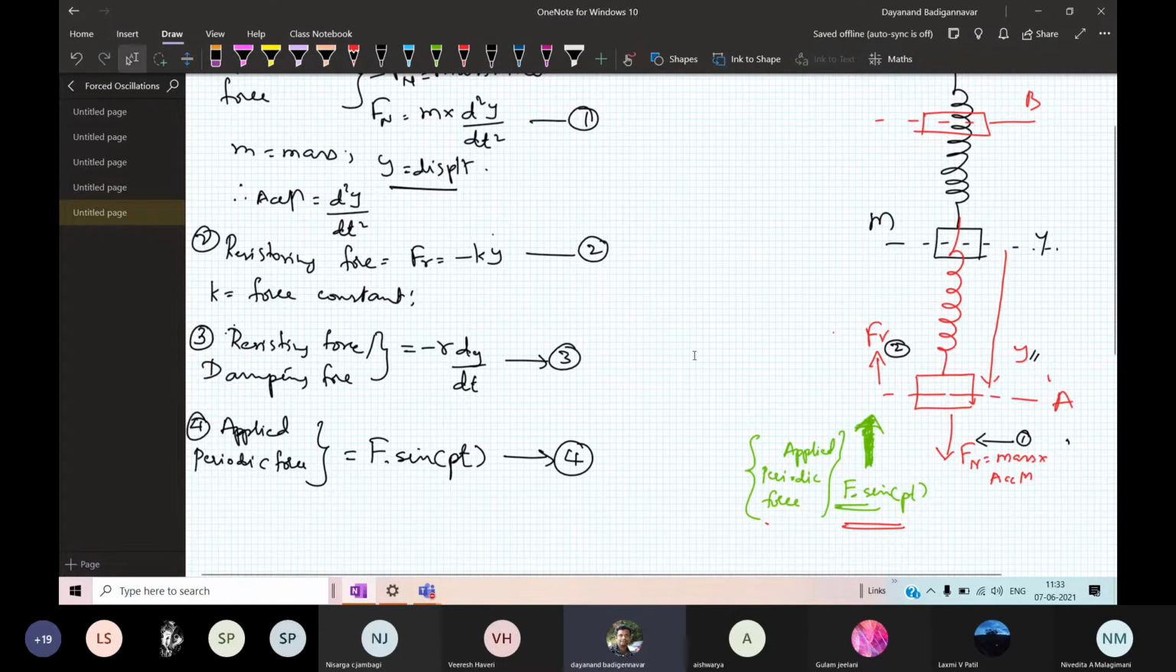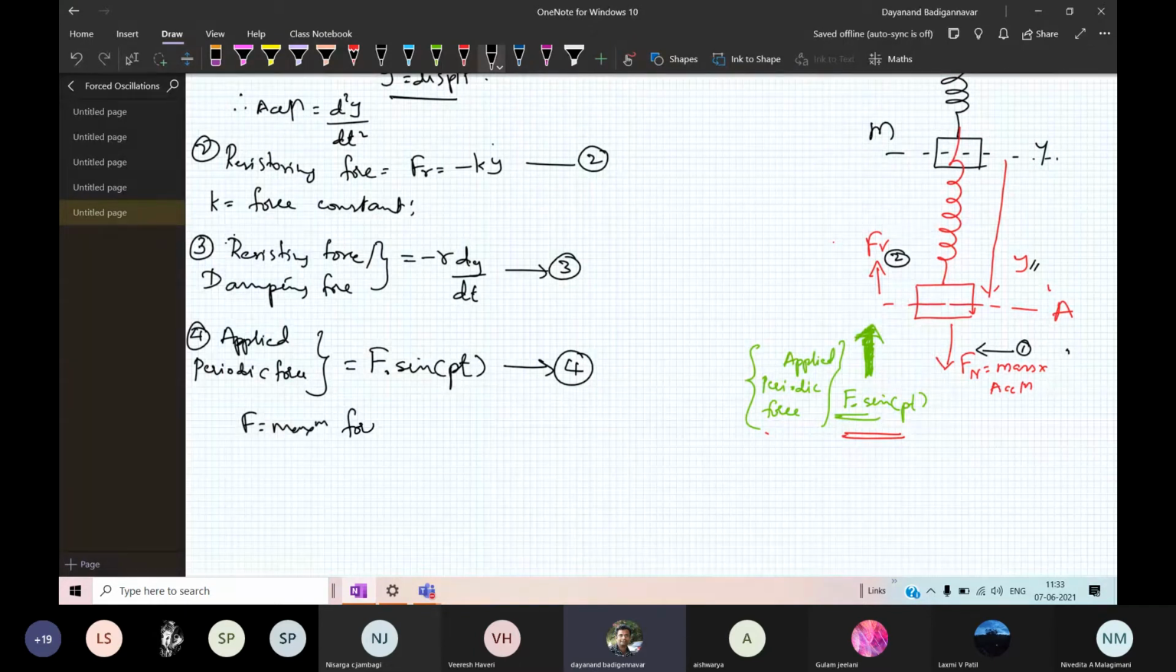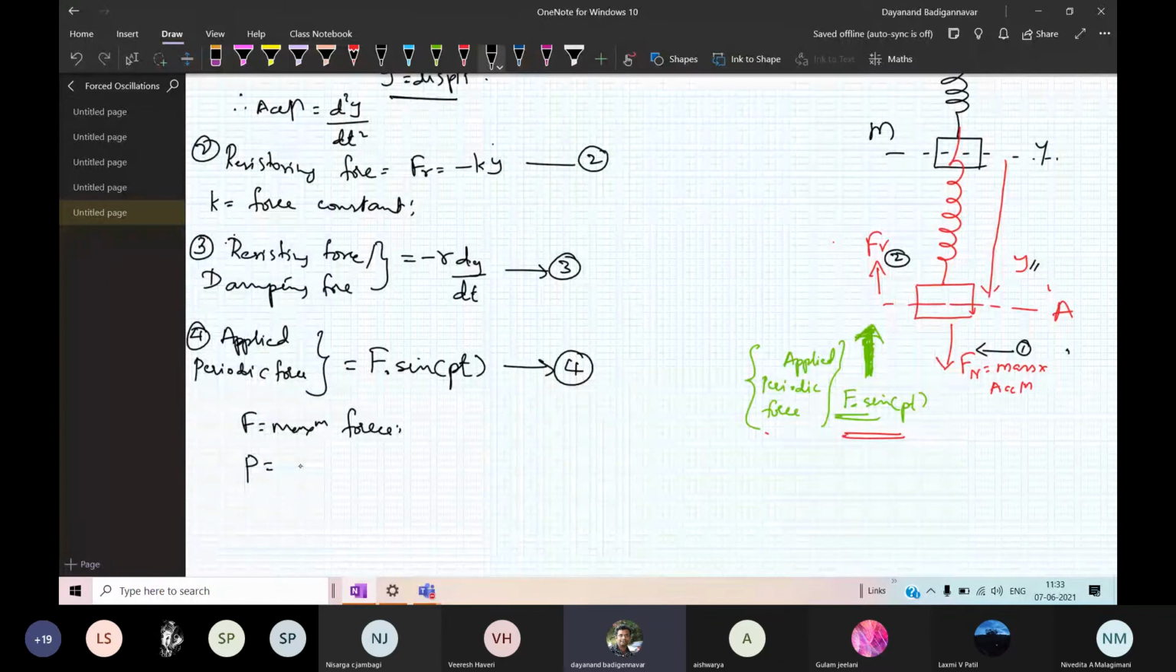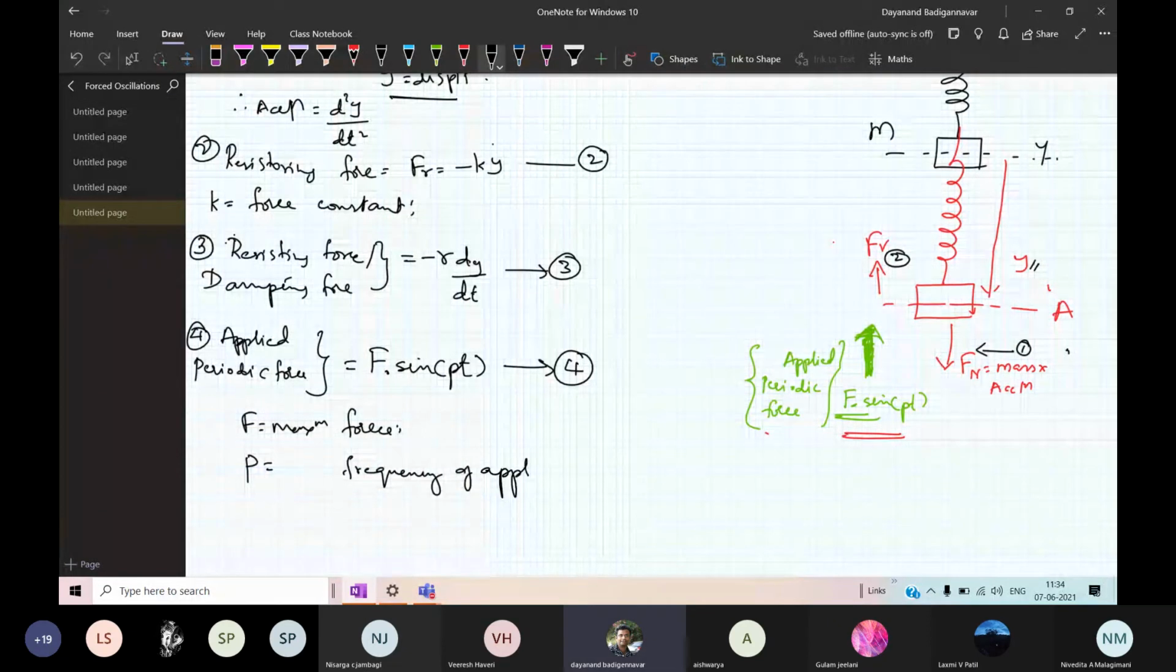Okay, got it. Now what you have to do here, I have told you what F is. F stands for the maximum force that you can apply. And P, what is P? It is the frequency of application of the force. What do I have to write? P stands for the frequency of application of the force.